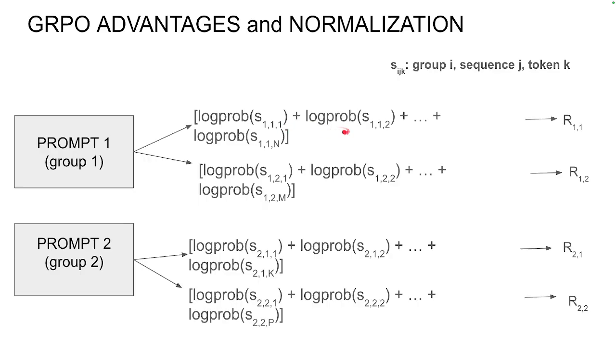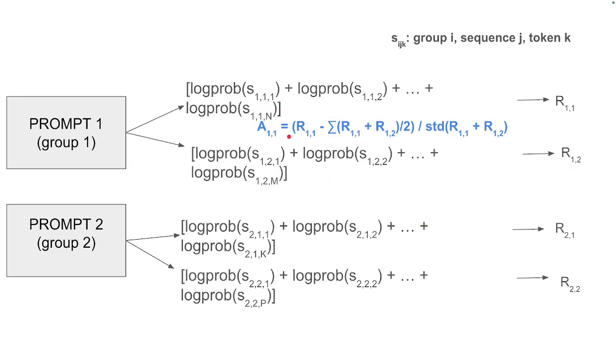So you are incrementing the token count here. This completion has n tokens, this completion has m tokens, this completion has k tokens, and this one has p tokens. And these are the rewards for each of those completions. And the sum of the log probs is basically the action space.